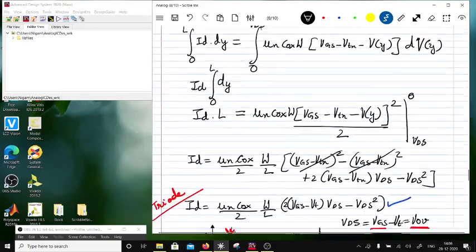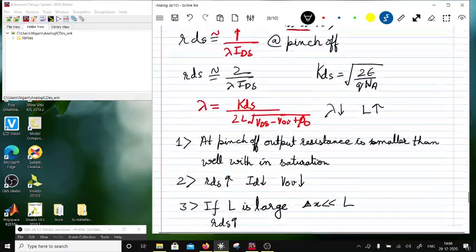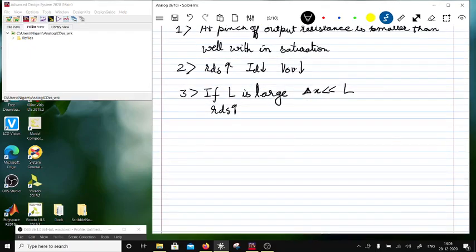If Na is large, then the channel length modulation is going to be small and the output resistance will be large. So the fourth thing which I want to write here is if Na is large, then RDS is large. So the output resistance is a function of channel length. The larger the length, the larger the RDS.